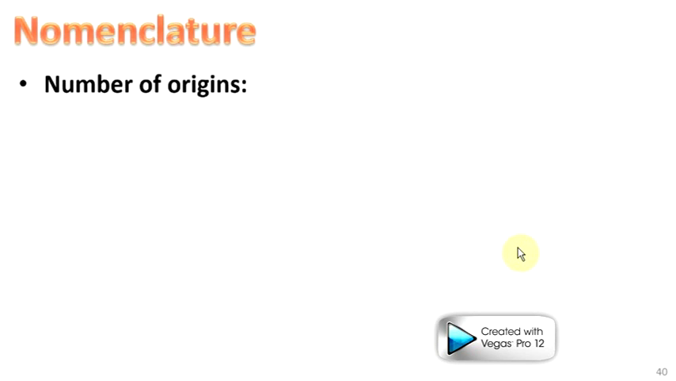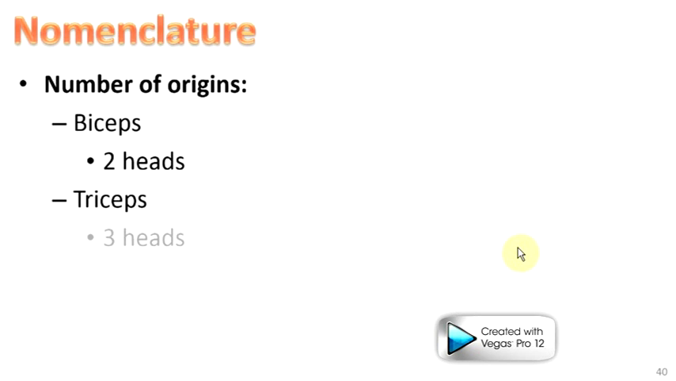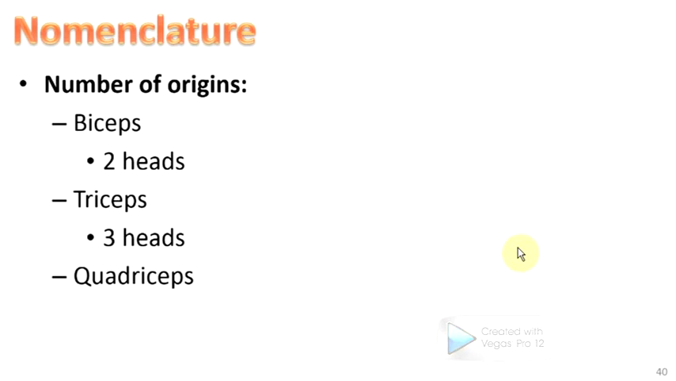Okay, another way we name them is based on the number of origins. Biceps, as I said, has 2 heads. Triceps has 3 heads. Quadriceps has 4 heads. Now, technically, quadriceps is actually 4 different muscles, where the biceps and triceps are not. That's one muscle with 3 heads and one muscle with 2 heads. Quadriceps is 4 muscles, but whatever.